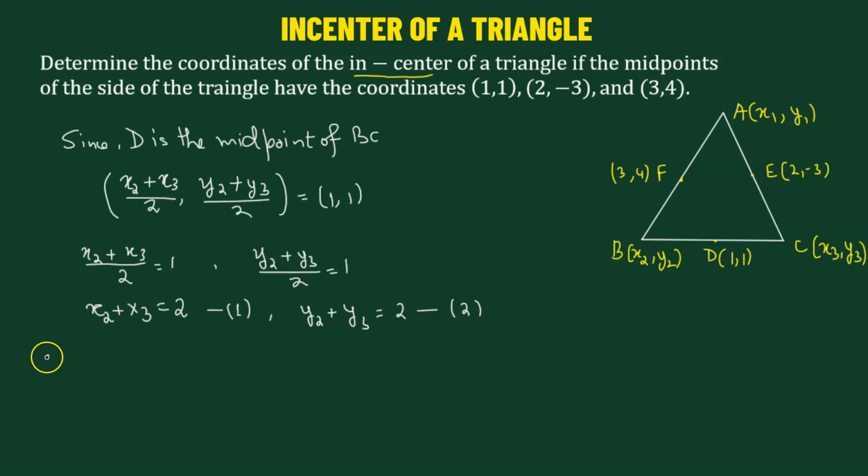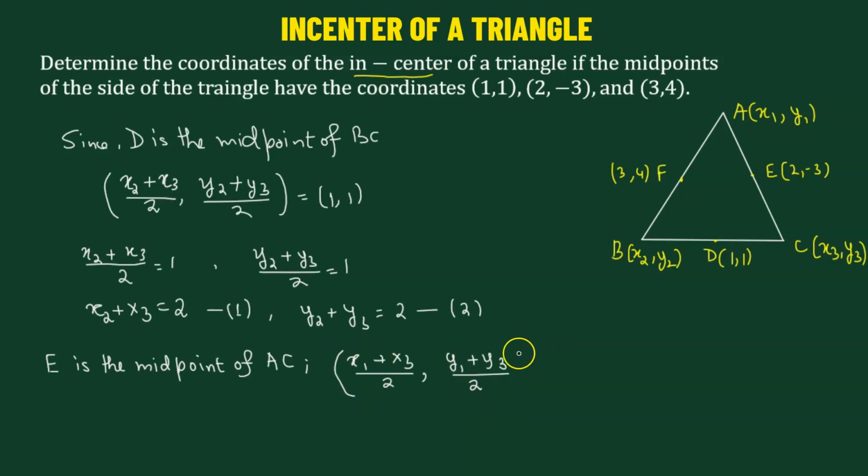The next thing we'll do is consider E. So E is the midpoint of AC. Since E is the midpoint of AC, we can define the coordinates of E. We'll simply take the sum of the x coordinates of the endpoints, which is x1 plus x3, divided by 2. This corresponds to the x coordinate of the midpoint E. And to find the y coordinate of the midpoint E, we'll take the sum of the y coordinates of the endpoints, so that's y1 plus y3 divided by 2. So this is the coordinate of point E, and it's already given here that this value corresponds to (2, -3).